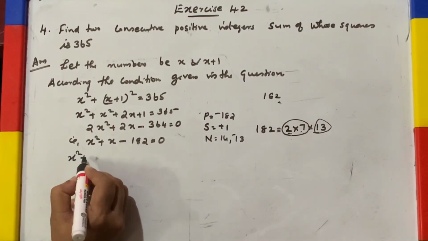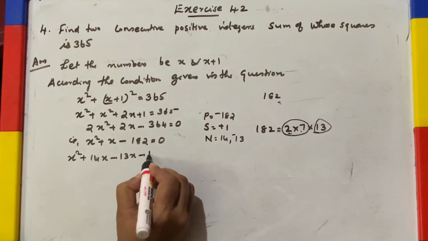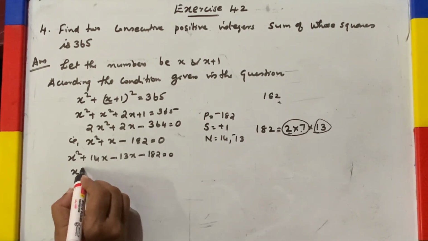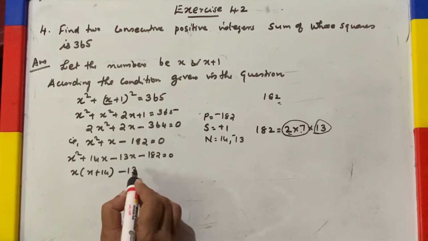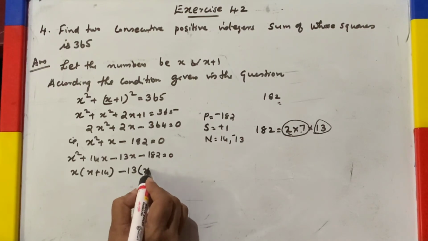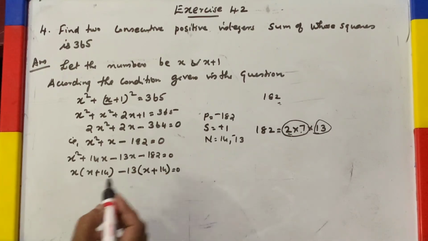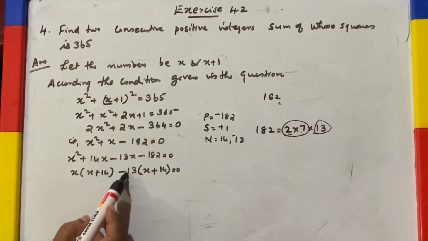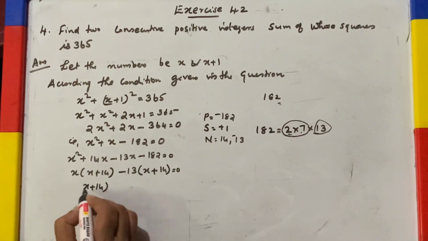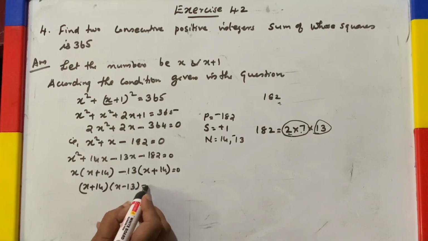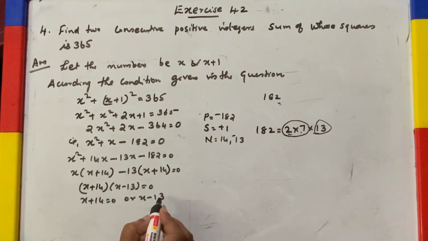So split the middle term. Here you write the same sign. Here 13 is the common factor, so x plus 14 is left out. That means if it is negative here, the opposite sign will come. I have explained that earlier in the questions. Which is x plus 14 is equal to 0 or x minus 13 is equal to 0.